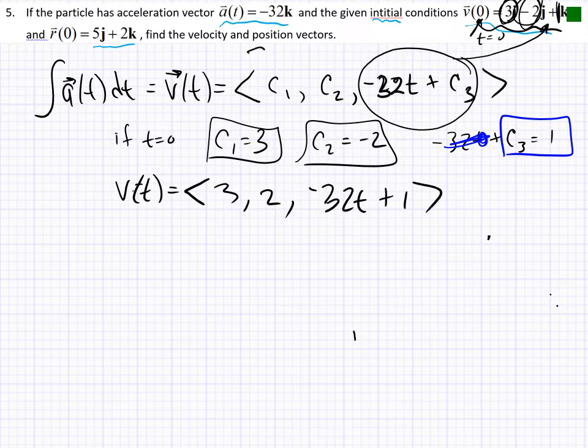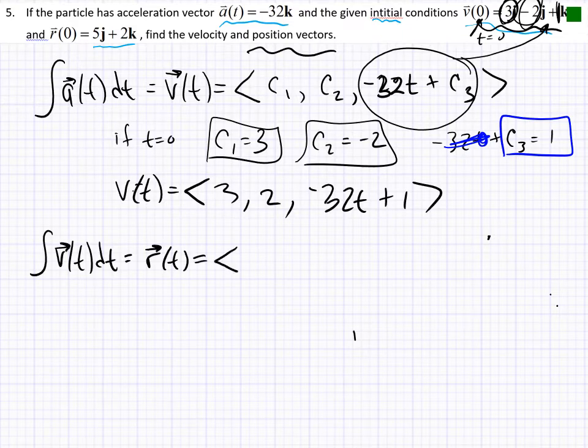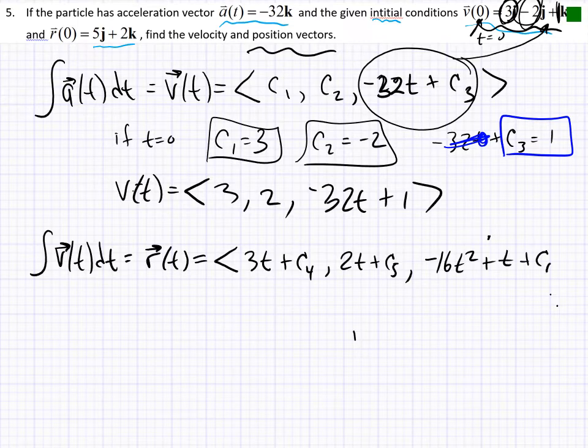Alright, so then we want to find the position vector. The position vector is just going to be the integral of the velocity vector. That's going to end up being the integral of 3, which is 3t plus some constant, let's say c4. Then the integral of negative 2, which is negative 2t plus c5. And then the integral of negative 32t plus 1, which would be negative 32t squared over 2, which gives us negative 16t squared plus t plus c6.